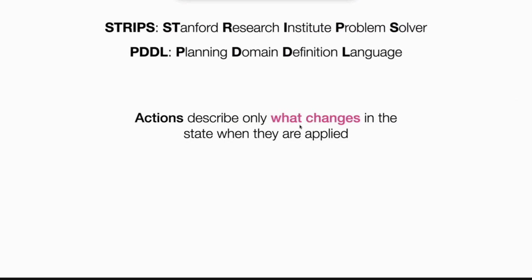So then we've got actions. The key idea of an action is it only describes what changes happen when they're applied. They don't say anything about what doesn't change, which seems obvious, but it's useful to say.